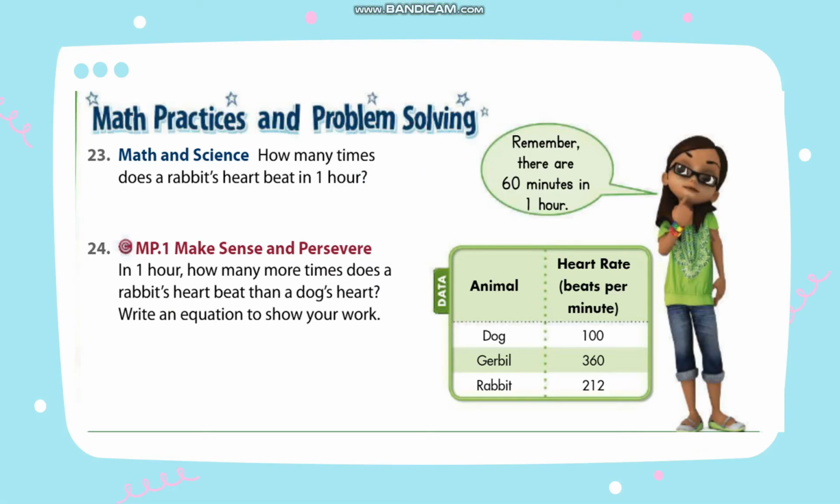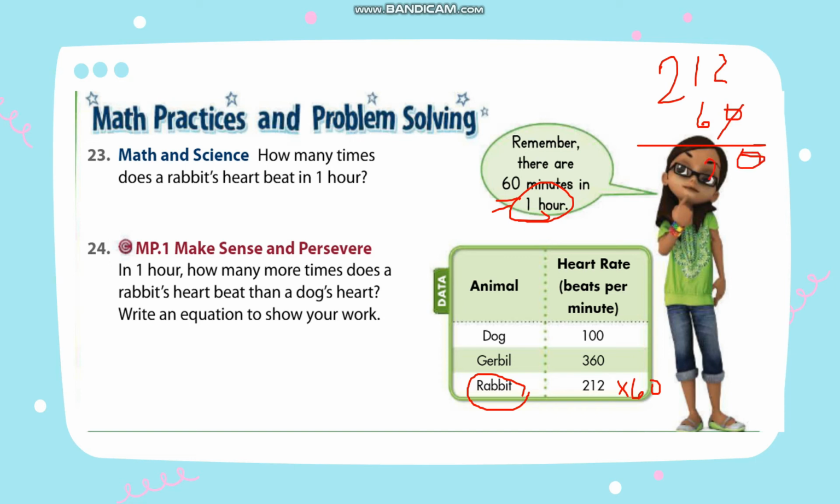Number 23. How many times does a rabbit's heart beat in 1 hour? Always remember that in 1 hour there are 60 minutes. So what we are going to do is simply multiply the heart rate, beats per minute, which is 212. So 212 multiplied by 60. If it ends with 0, cancel it and put it into the product.